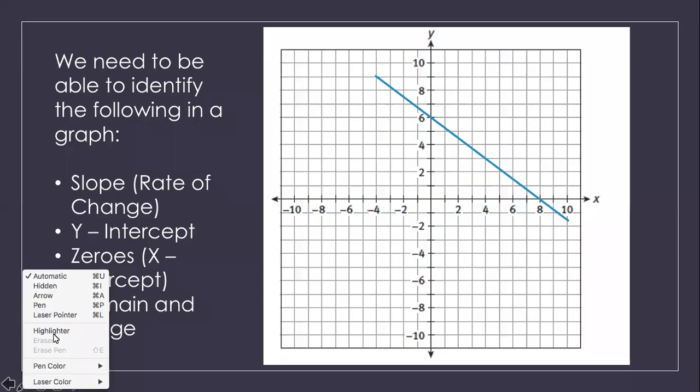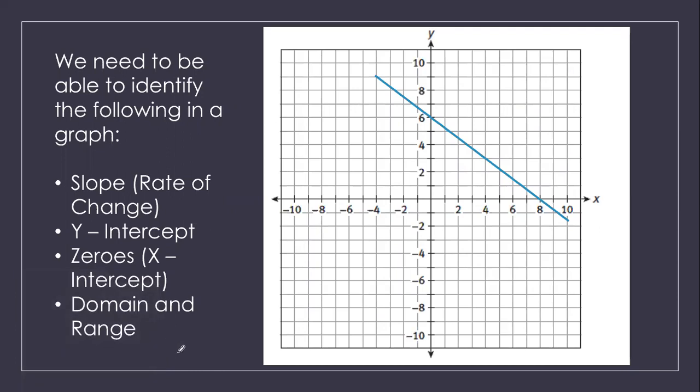So in a graph, there's certain things we need to be able to point out. Now, with a linear graph, it's pretty easy to do this. Later on in the year, we're gonna look at other types of graphs, like a quadratic graph and an exponential graph. Those have different features, but a linear line is pretty straightforward. So these are the 4 things that we should feel confident about.